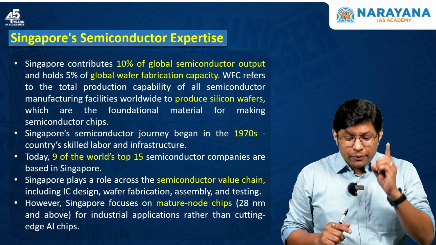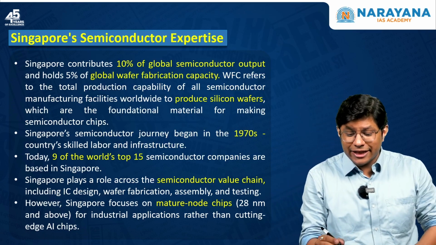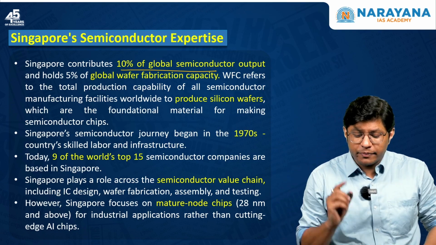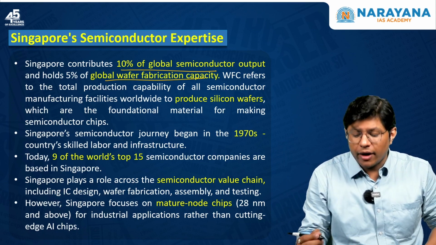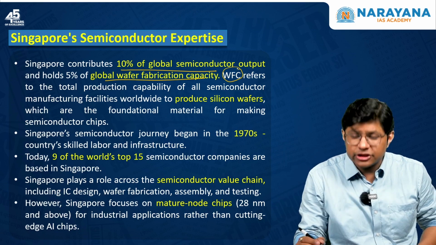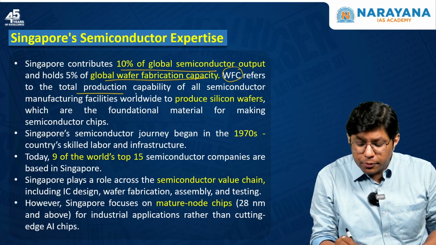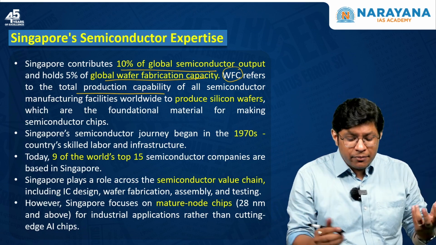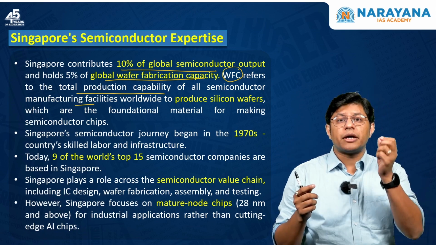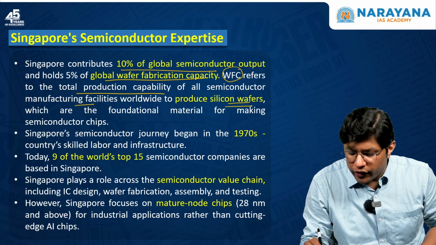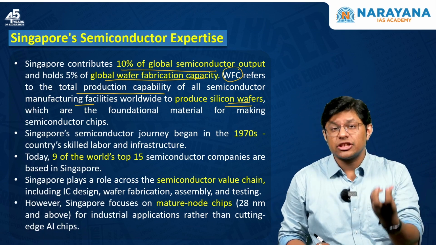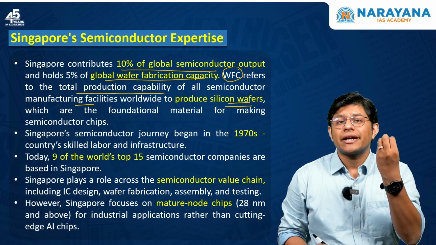Now, talking about Singapore's semiconductor expertise, it contributes 10% of the global semiconductor output and holds 5% of global wafer fabrication capacity. What is this fabrication capacity? Now, this wafer fabrication capacity refers to the total production capability of all these semiconductor manufacturing facilities worldwide. What is the purpose? The purpose is to produce silicon wafer. Now students, this silicon wafer is very important. It is a foundational material to develop semiconductor chips.